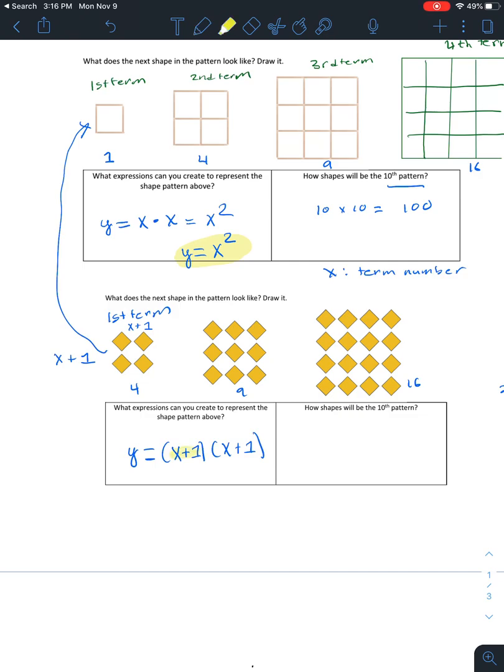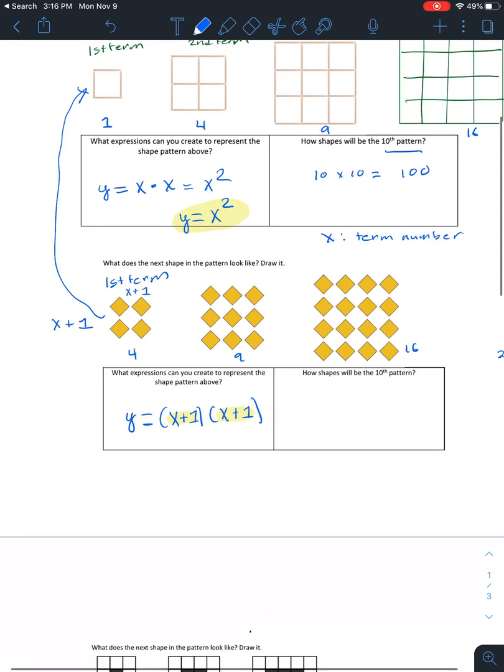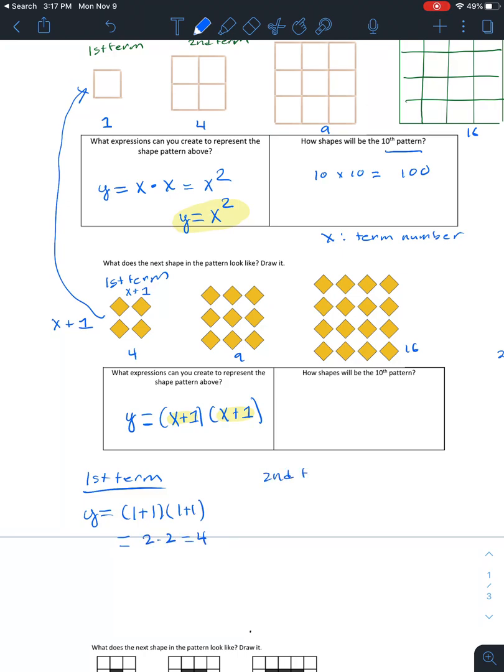because when I substitute 1 into each of these, I'm going to get 2 times 2, which is going to give me the 4 that I want. So I can show you. So for the first term, it's 1 plus 1 times 1 plus 1, which is 2 times 2, which is 4. For the second term, it'll also work. We're going to substitute 2 this time because it is our second term. And we get 3 times 3, which is 9. And if you do it for the next one, you'll get the same correct response and get 16.